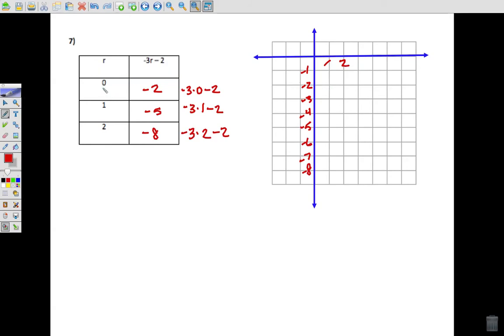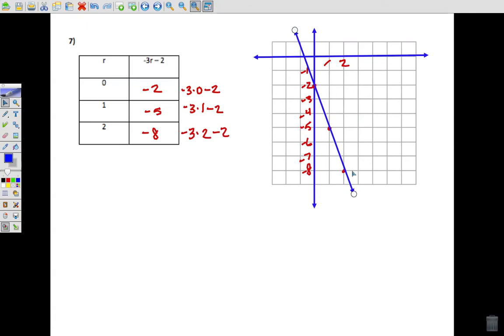0 means I don't move left or right at all. Negative 2 means I go down 2. 1 means I go to the positive 1 side and then down to negative 5. And then over to positive 2 and down to negative 8. Once I get those in, as long as they are in a line, and these are, if they aren't, then I have to figure out what's wrong. These are nicely lined up.